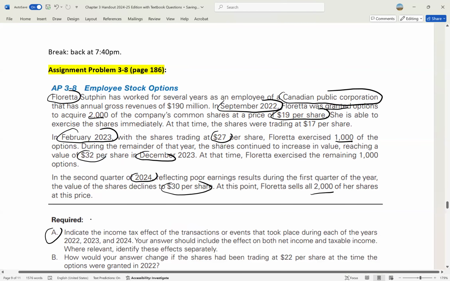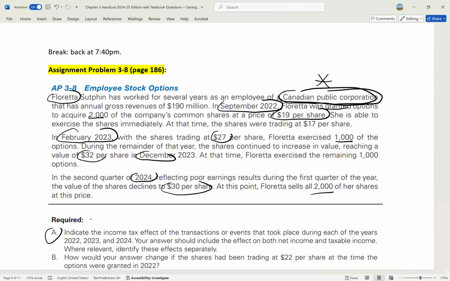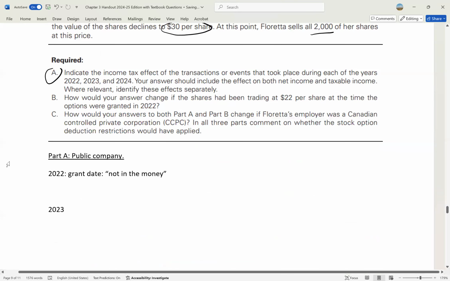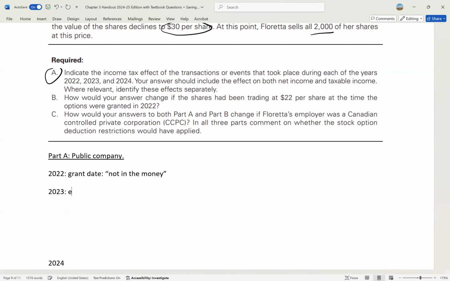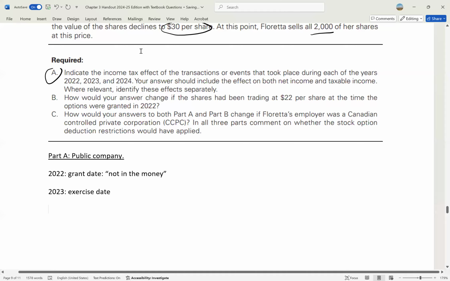And this is all when the company that she works for is a public company, so not a CCPC. So we know that in 2022, on the grant date, all we need to do is measure whether it's in the money or not in the money. There's no immediate tax consequences. In 2023, this is the exercise date. And on the exercise date, we have to look at the increase in value that the shares have over what she paid for them.